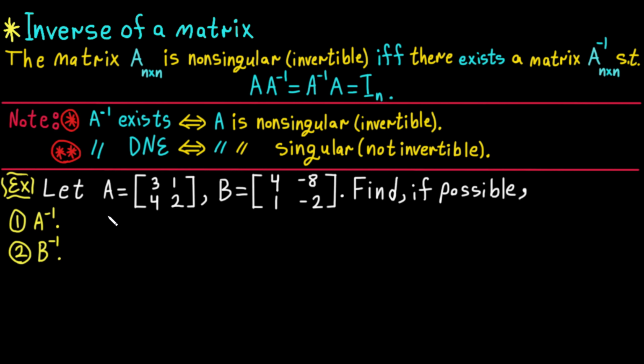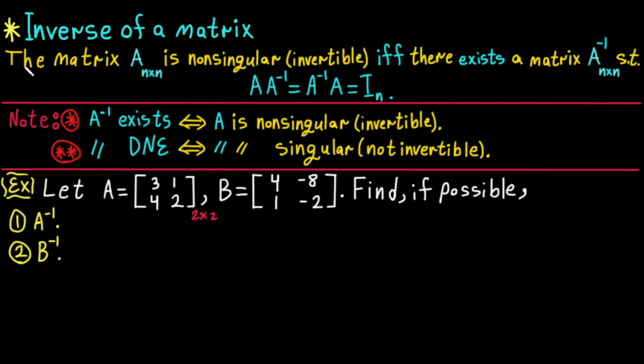In this video, we'll find the inverse of a 2 by 2 matrix. In this example, let A equal this 2 by 2 square matrix, 3, 1, 4, 2, and B the same thing, a square matrix. Find, if possible, A inverse and B inverse. In this video, we'll concentrate on finding the inverse of a 2 by 2 matrix.